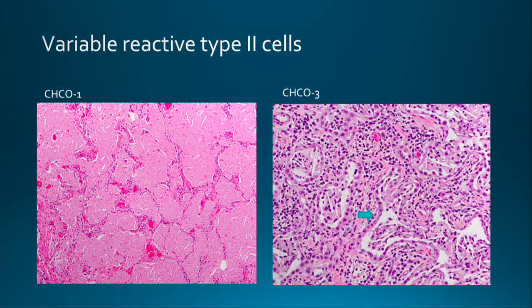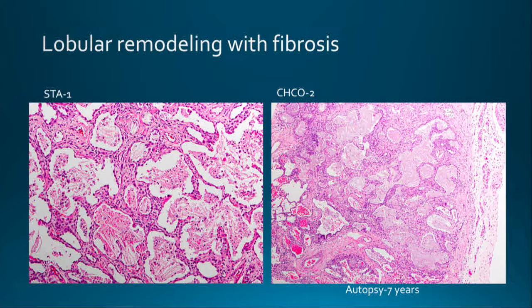But then you do have quite a variability in that. And then again, the arrow on the right is pointing to the reactive type 2 cells. Next slide. And then again, often associated with the proteinaceous material is lobular remodeling with fibrosis, which is variable.